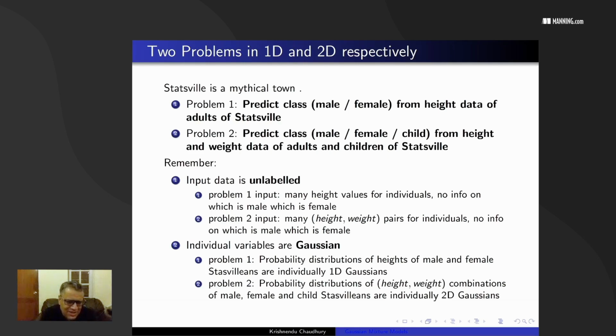The second assumption is that individual distributions are Gaussian. Basically, this means that in problem one, the probability distributions of the heights of male and female Statsvillians are individually one-dimensional Gaussians. One-dimensional, the x-axis being the height and the y-axis being probability. And for problem two, this means that we will have two-dimensional Gaussians. Height and weight would be the independent variables, and probability, of course, is the z-axis.